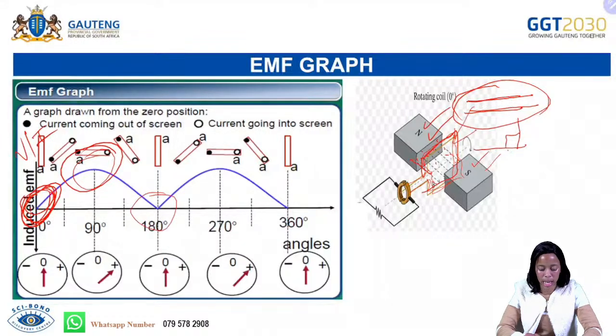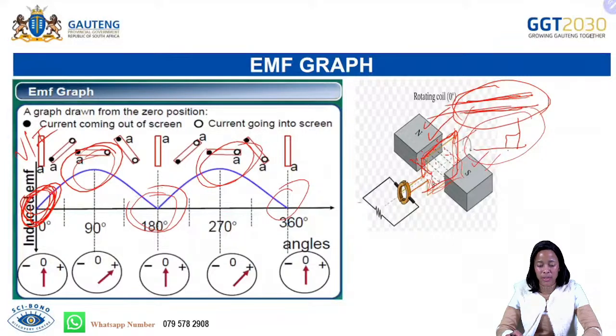So again, here we are saying that if the coil and the magnetic field lines are parallel to each other, we are not going to be inducing any current or any voltage. When the magnetic field lines and the coil are at a 90-degree angle to each other, we are going to be inducing maximum current. Then again at 360 degrees, if the coil and the magnetic field lines are parallel to each other, we are going to be inducing zero current.